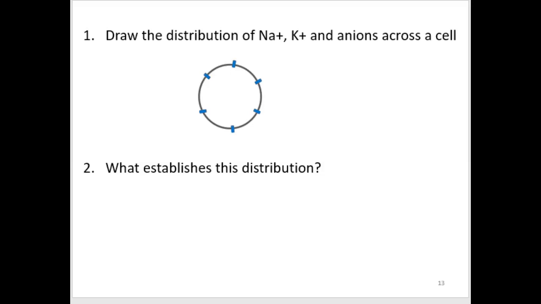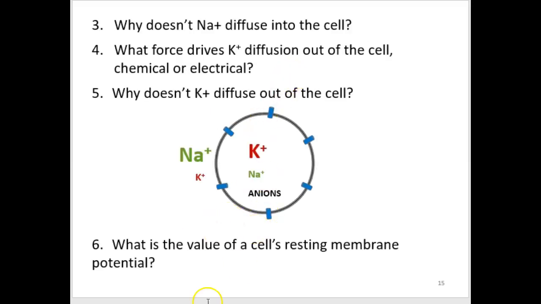Okay, then I want you to think about, why doesn't sodium diffuse down its concentration gradient? And then what force drives potassium out of the cell, chemical or electrical, if it could go, and why doesn't it go? That's number 5. And what is the numeric value of a resting membrane potential?